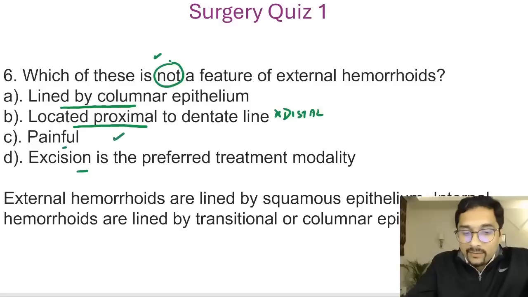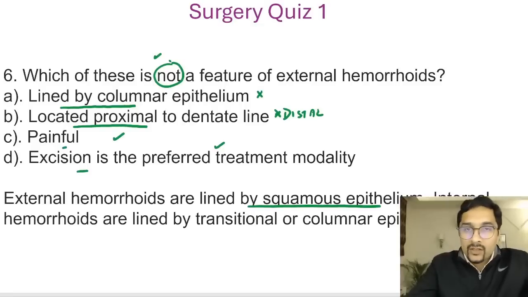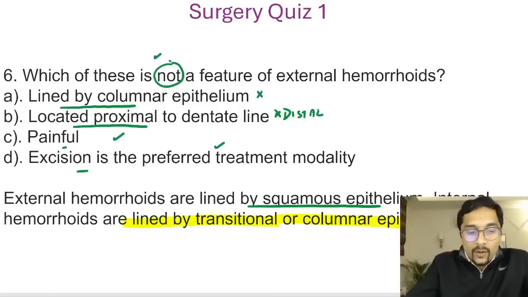External hemorrhoids can be painful because they are below the dentate line. They will have somatic nervous supply and they can be painful. Excision is the treatment modality. This is correct. A is also wrong because external hemorrhoids are lined by squamous epithelium and not columnar epithelium, whereas internal hemorrhoids can be lined by transitional or columnar epithelium. So in this question, there are two options which are not true. It is lined by squamous epithelium and they lie distal to the dentate line.